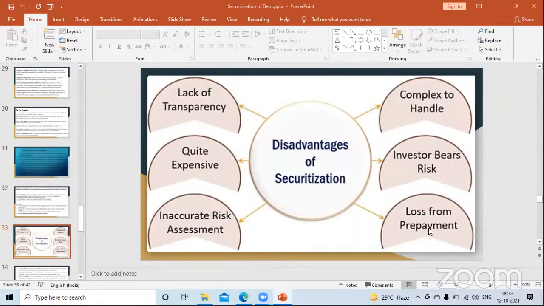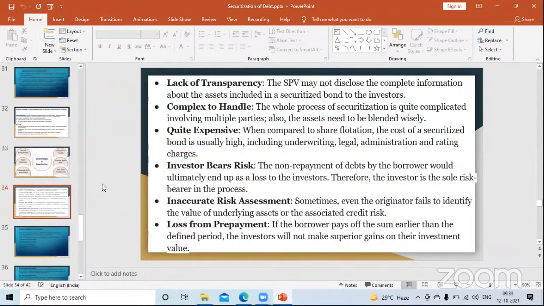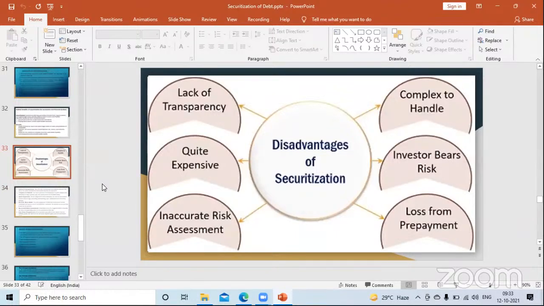Next, loss from the prepayment. Suppose you are prepaying the amount and in the future the value is decreasing, then there are losses also. There are chances of losses which may occur to the investors. So there is again an explanation for all the points that we have covered here.